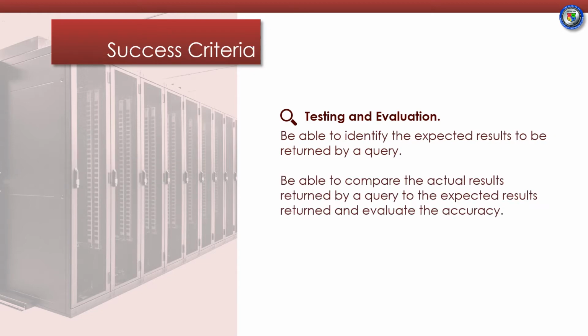As always, we will have some success criteria. This success criteria should be referred to throughout the lesson to judge your progress. Today our success criteria is as follows. We will be able to identify the expected results to be returned by a query. We will be able to compare the actual results returned by a query to the expected results returned and evaluate the accuracy.